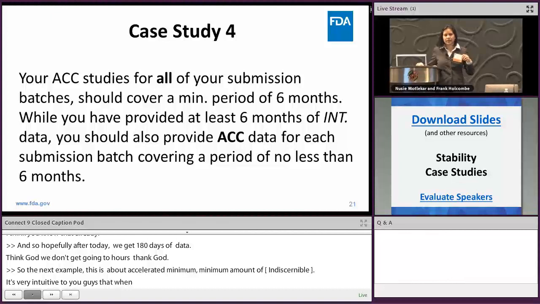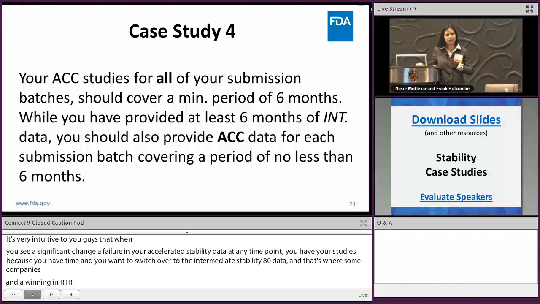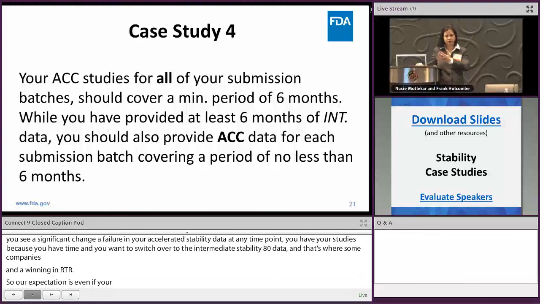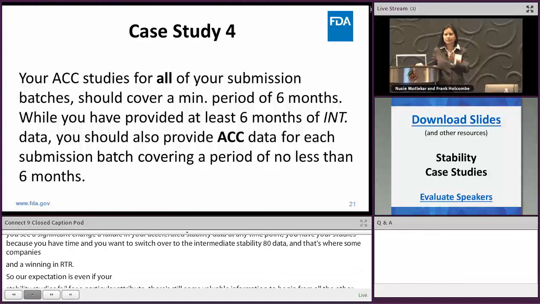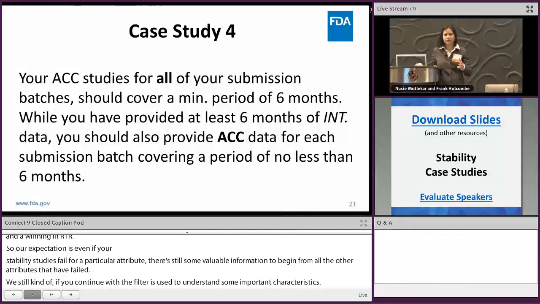So our expectation is that even if your stability studies fail for a particular attribute, there is still some valuable information to be gleaned from all the other attributes that did not fail. If you can continue with the failed stability studies, we can still see some trends and understand some product characteristics. So we encourage you to not stop your stability studies upon failure, unless there's a very good reason, unless it's impossible and not feasible to continue. For example, if your suppository melts or your bottle is leaking and the product is totally destroyed, there's simply no point in continuing.